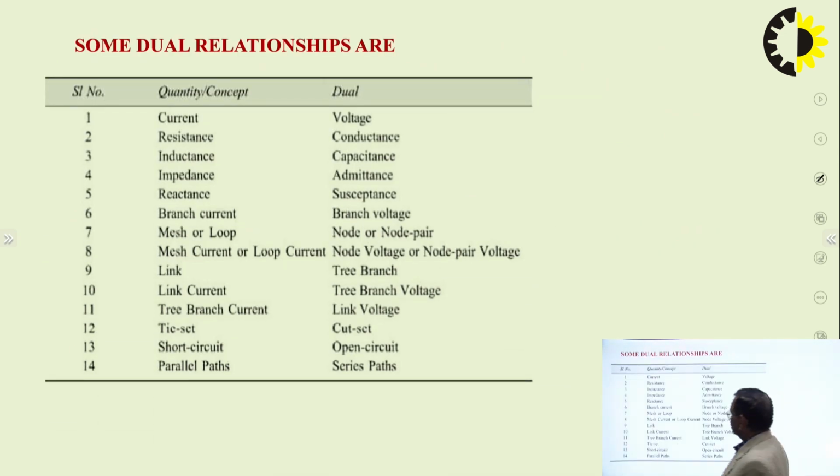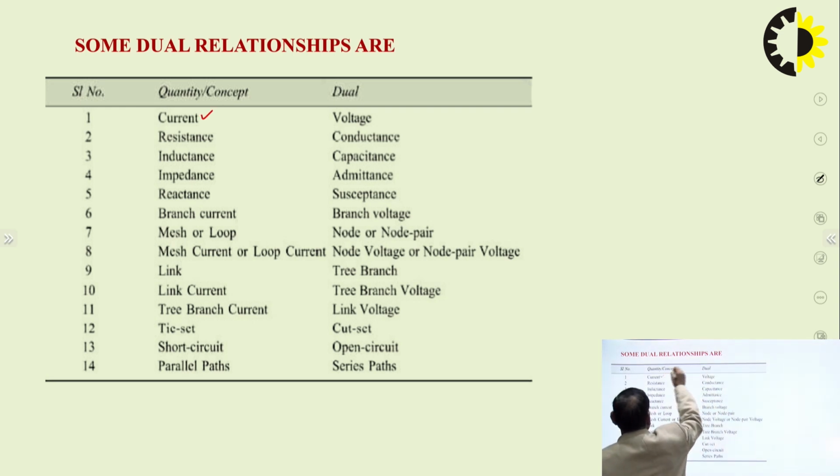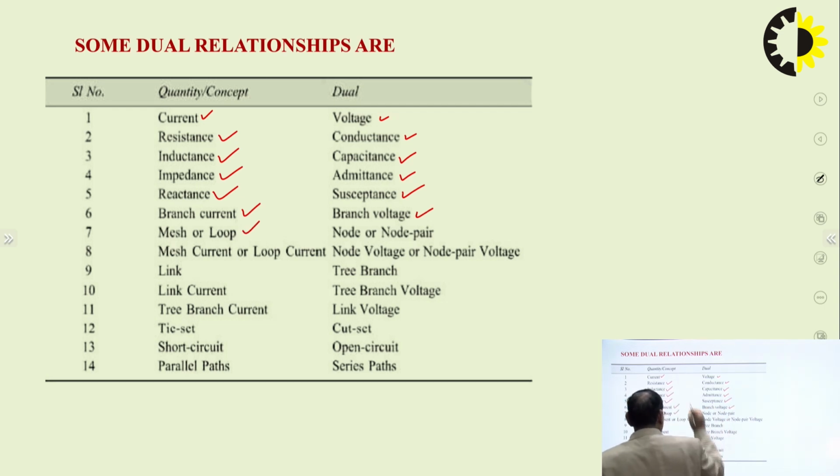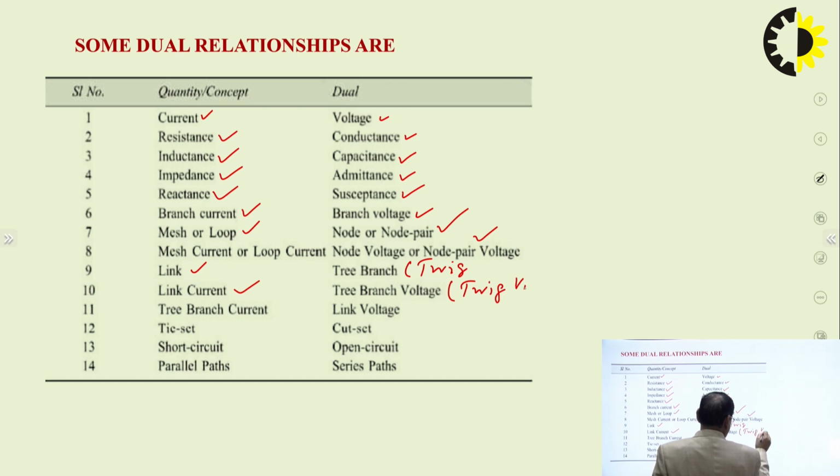Then there are some dual relationships. So, if the original network has current, the dual is voltage; resistance, conductance; inductance, capacitance; impedance, admittance; reactance, susceptance; branch current, branch voltage; mesh or loop, node or node pair; mesh or loop current, node voltage or node pair voltage; link, that is the tree branch twig; link current, tree branch voltage or twig voltage; tree branch current, link voltage; tie set, cut set; short circuit, open circuit; parallel, series; Thevenin, Norton.